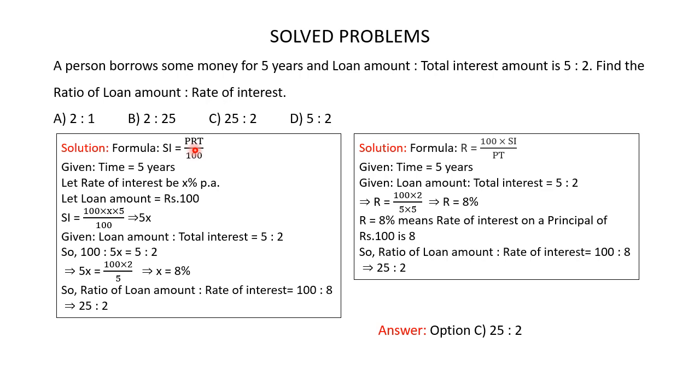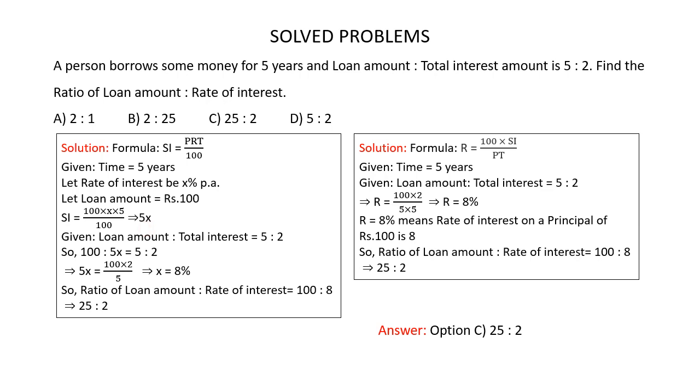Now it's given that time is 5 years. So substituting all these values in the formula here, we get simple interest is equal to 100 multiplied by X multiplied by 5 divided by 100. On solving this, we get the simple interest is equal to 5x.